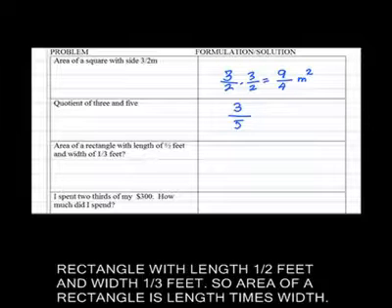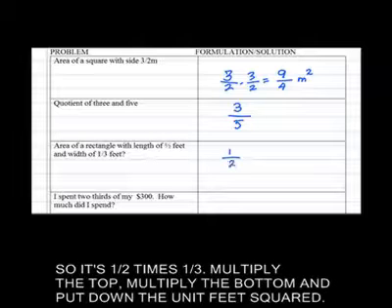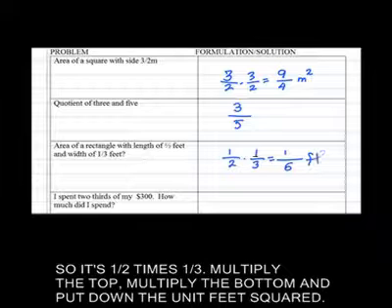Next one, area of a rectangle with length 1/2 feet and width 1/3 feet. So area of a rectangle is length times width, so it's 1/2 times 1/3. Multiply the top, multiply the bottom, and put down the unit, feet square.